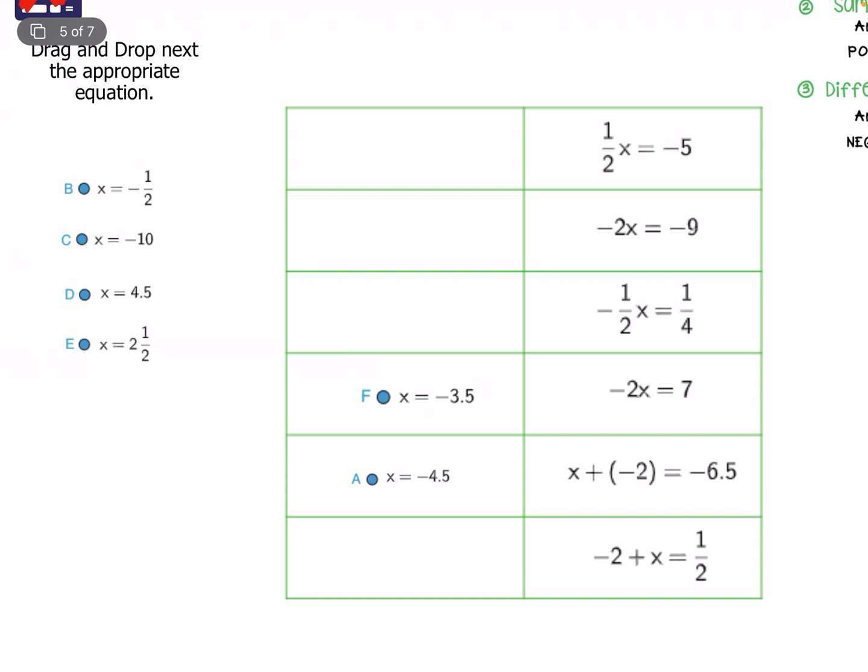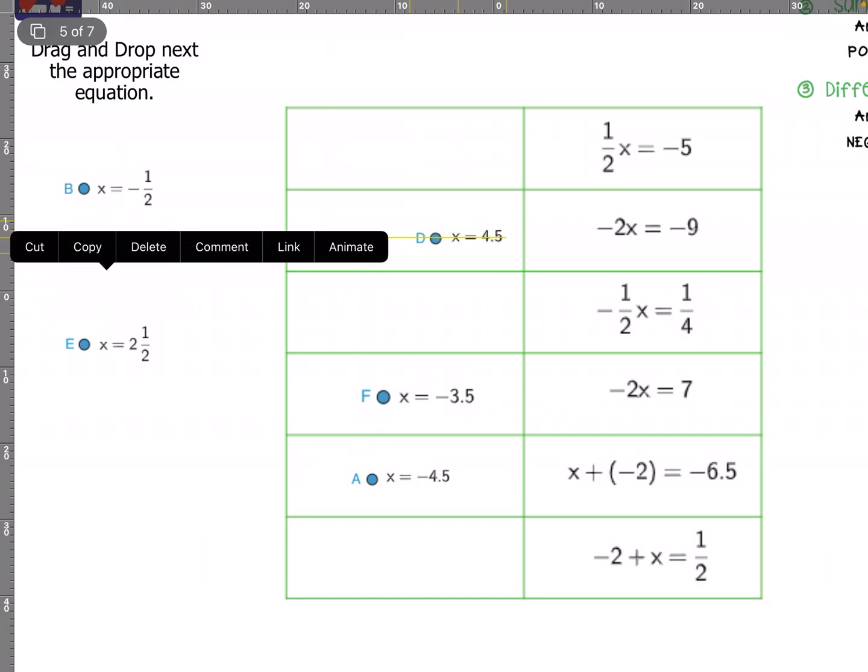If I multiply by 2, I'm going to divide by 2. So 9 divided by 2 is going to give me 4.5. But we have a negative and a negative, so that means it's got to be a +4.5 this time.